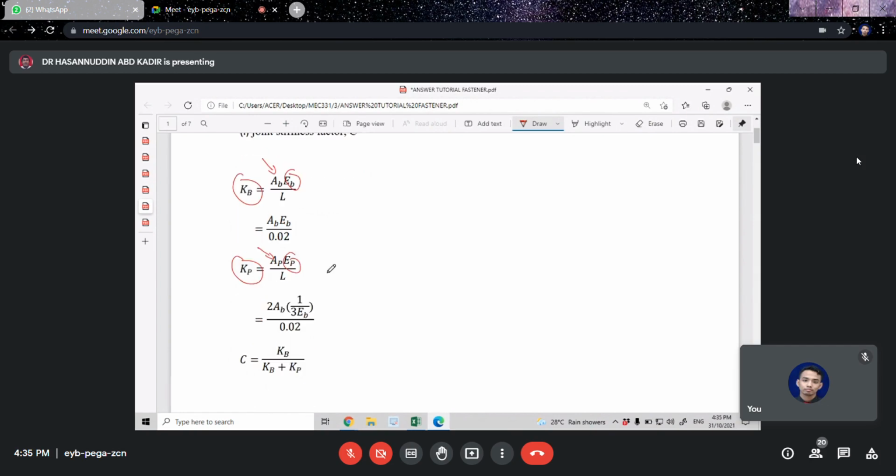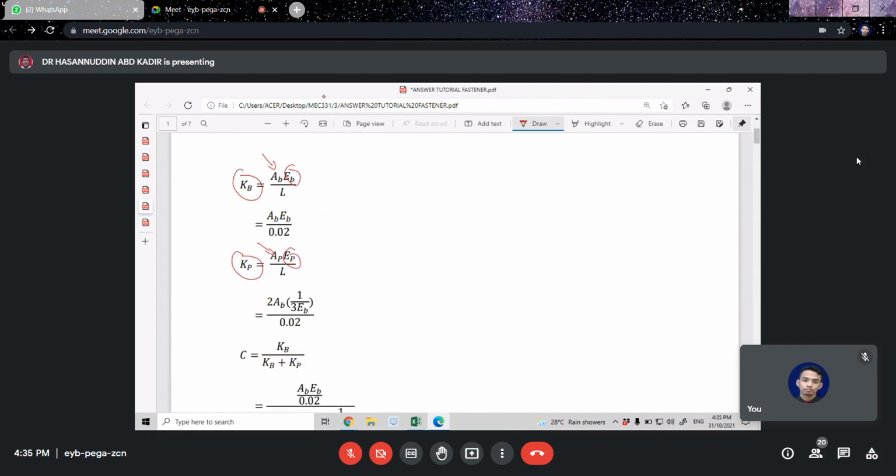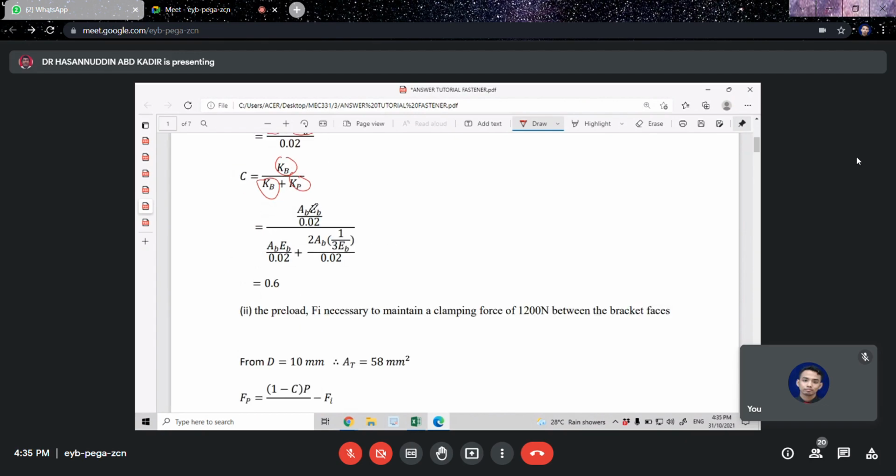They also mention EP and EB have a relation. Let's say in here, you can see this one. AB is maintained. For KP, they say AP is equal to 2AP. EP is equal to 1/3 EB, you can see. Then you substitute back the value of KP here. Later on you will cut off, this EB part you can cut off, and this one you can also cut off. Then finally you get the value of stiffness is equal to 0.6. It has no unit. Understand? This one has no unit.